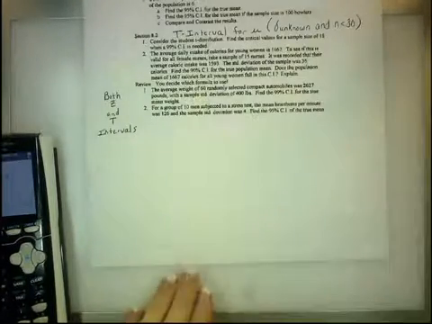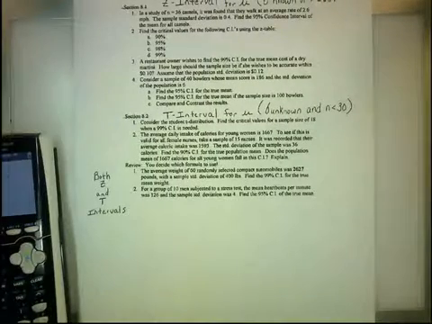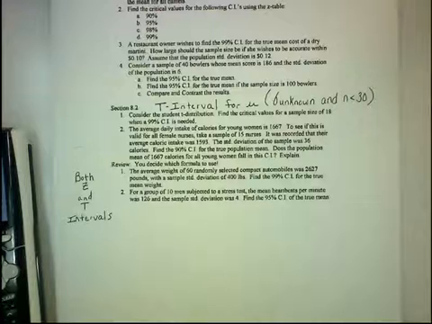Problem number 2. For a group of 10 men subjected to a stress test, so N is 10, the mean heartbeats per minute was 126 for those 10 men. That's your sample mean X bar, and the sample standard deviation was 4. Find the 95% confidence interval for the true mean.